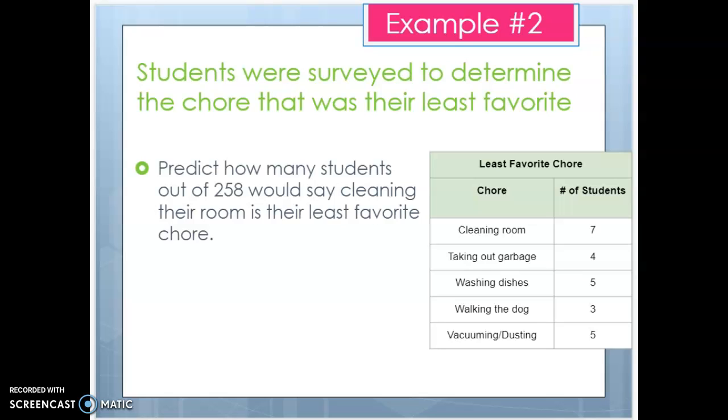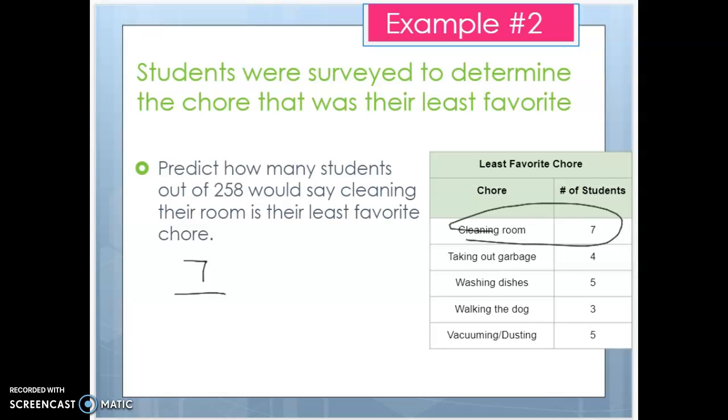Now, sometimes that information that we're given from the survey may not be in percent form like that one was. So let's look at this table. We have surveyed people and asked them what their least favorite chore is to do around the house. In the table, you can see 7 chose clean the room, 4 garbage, 5 dishes, 3 walking the dog, and 5 vacuuming or dusting. So we are to predict the number of students out of 258 that would say cleaning is their least favorite. So cleaning has 7 people.